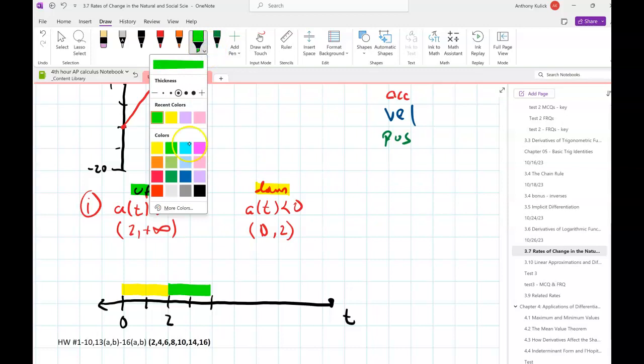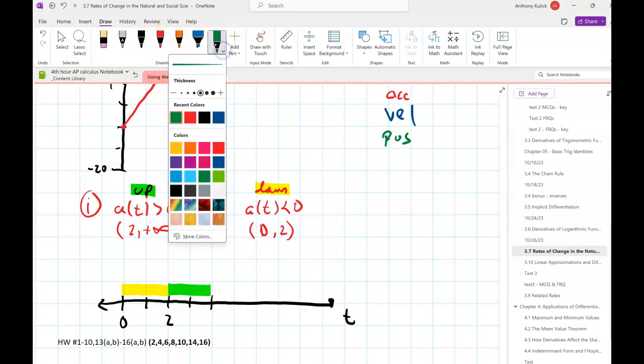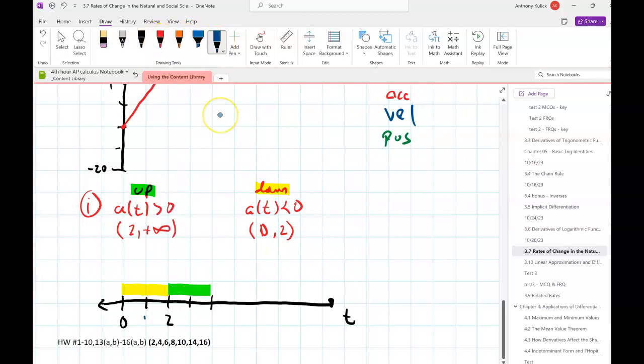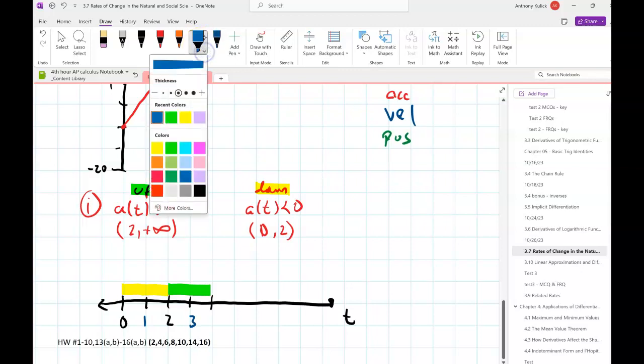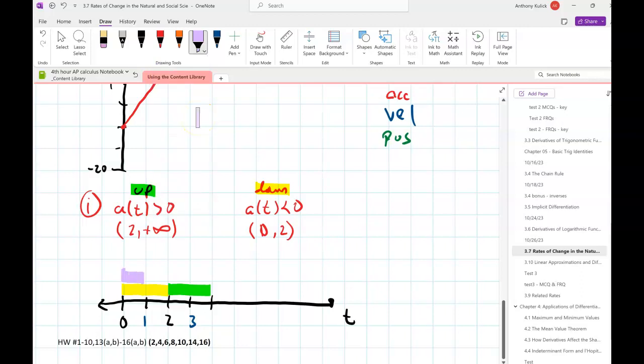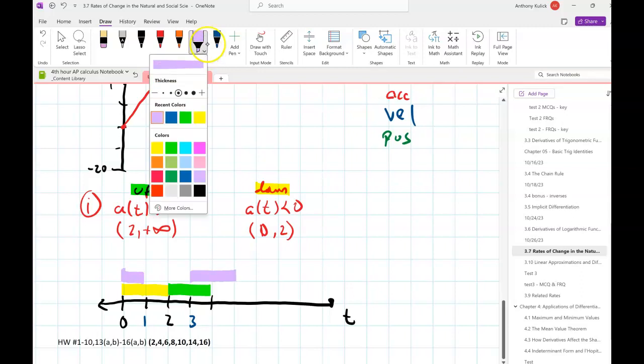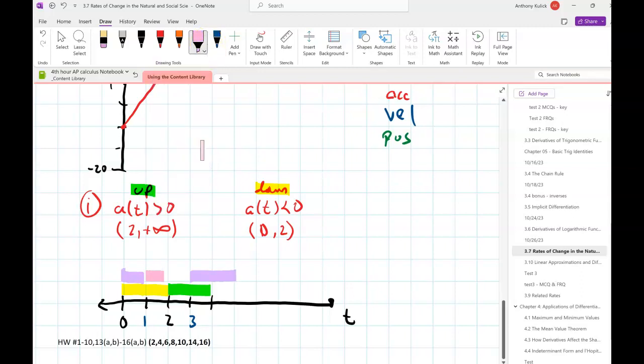And then if we look at our velocity, I know from 0 to 1, we're going forward, and then after 3, we're going forward. But between 1 and 3, we're going backwards, right?